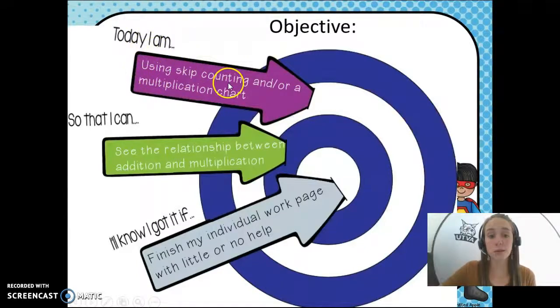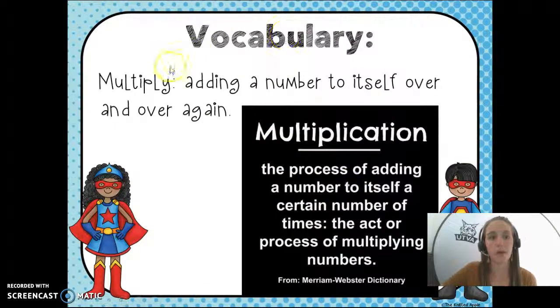Today I am using counting and/or a multiplication chart so that I can see the relationship between addition and multiplication. I'll know I got it if I can finish my individual work page with little or no help. So we are using multiplication, adding a number to itself over and over again. We will be using a multiplication chart or our knowledge of counting skills.